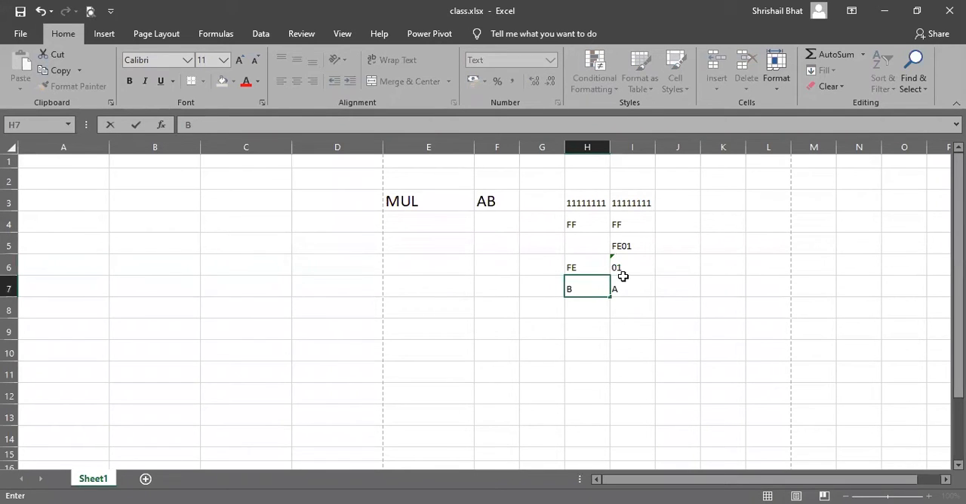After execution of this multiply AB, initially A will be FF, B will also be FF. If you multiply, the product will be FE01. So 01 will be copied into A, and FE will be copied into B. Okay, so this is the way the multiplication instruction will be executed.